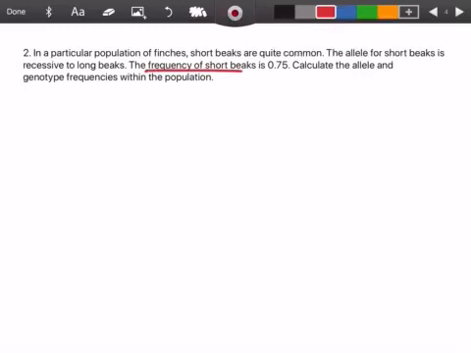The frequency of short beaks. Is this an allele frequency or a phenotype? This is a phenotype frequency because we're told that the individuals have short beaks. So we're going to use that information to calculate the allele and genotype frequencies within a population. If we are given short beak frequency, that means we are also being told the homozygous recessive genotype.